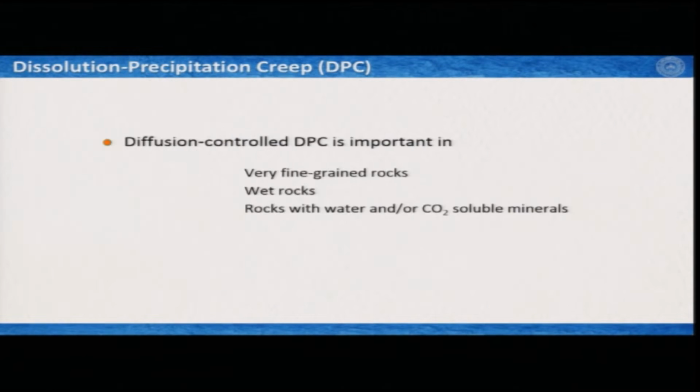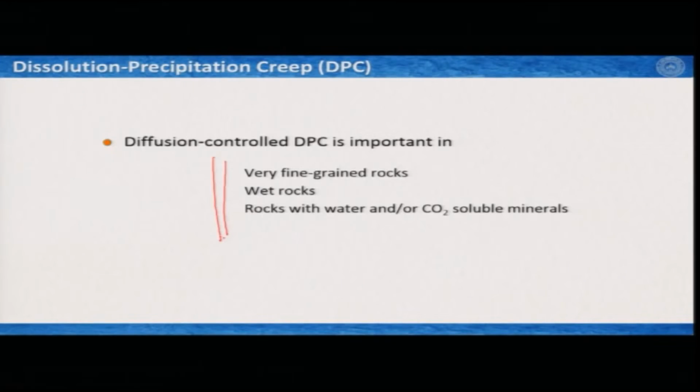Now, diffusion controlled dissolution precipitation creep is important in very fine grained rocks, and the rock has to be wet, and mostly rocks whose compositions have minerals that are soluble in water or carbon dioxide. Fundamentals of dissolution precipitation creep.